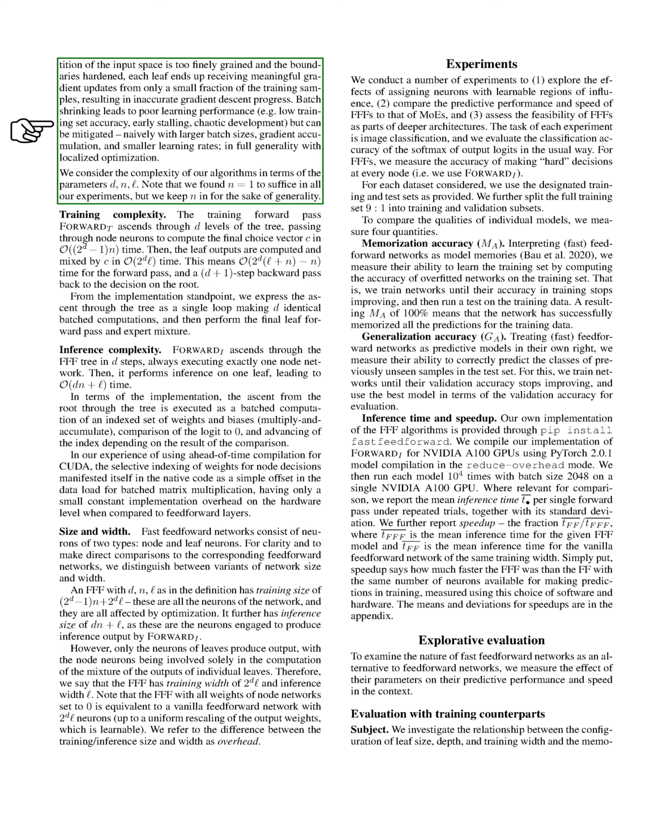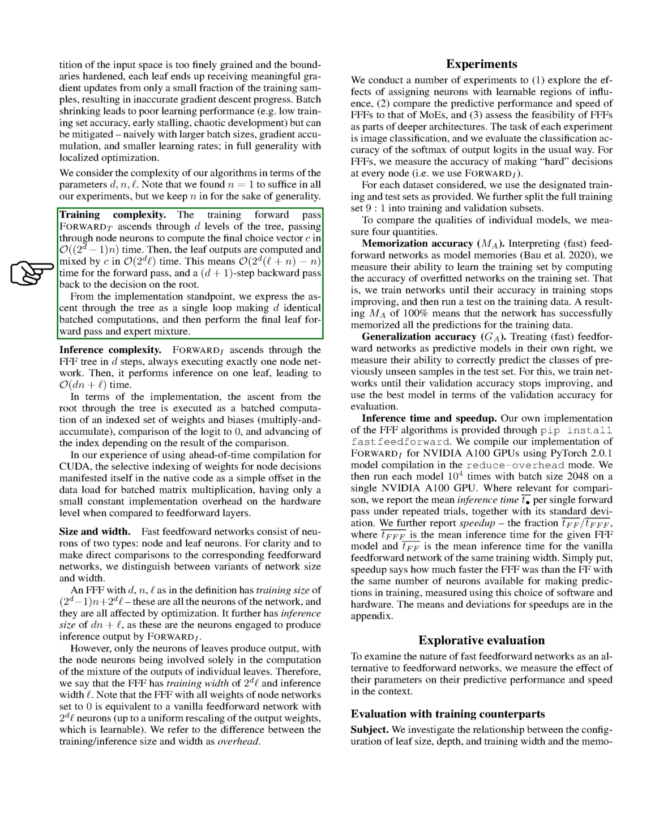This shrinking batch problem can lead to poor learning performance, such as low training set accuracy, early stalling, and chaotic development. However, it can be mitigated with larger batch sizes, gradient accumulation, and smaller learning rates, or more generally with localized optimization. Now, let's talk about the complexity of our algorithms. We measure this in terms of the parameters d, n, and l. In our experiments, we found that n equals 1 was sufficient, but we keep n in for the sake of generality.